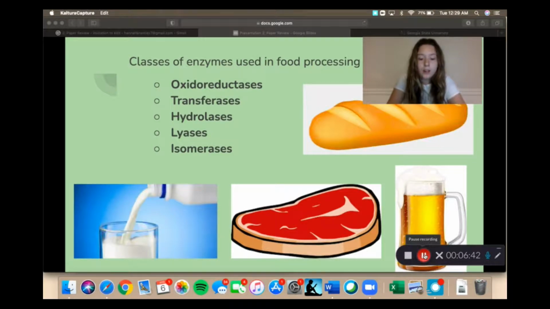Lyases are important for beer maturation, and that is by the enzyme acetolactate decarboxylase. And then xylose isomerase is one of the isomerases, and that is important for glucose isomerization to fructose. So as you can see, most of these enzymes are very similar in their functions for improving taste and texture of food.